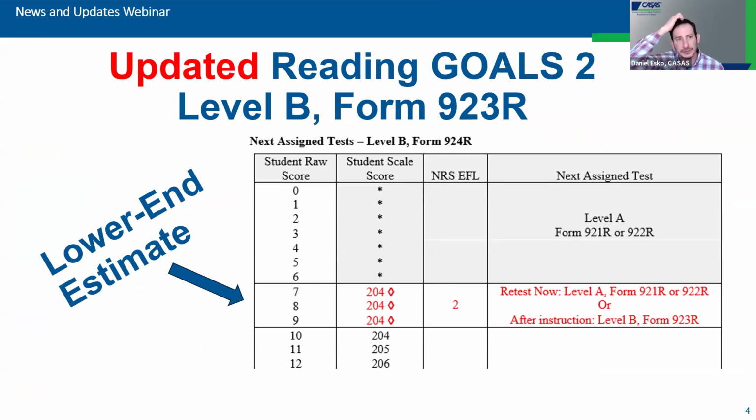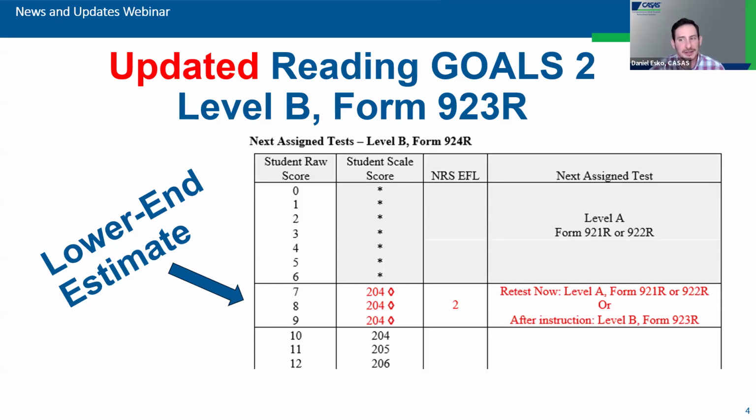For this form, this was 923, but it would be the same for 623. If someone scored that 204 hollow diamond, and you decided that you weren't going to accept that score, that you wanted to retest them right away, then you would move them down to level A. However, if you accepted it, which is totally valid, so you don't have to retest, and then the student gets instruction, and after a certain number of hours of instruction you go to post-test them, you would give them the parallel form. So not 923R, that's just a typo here, sorry.